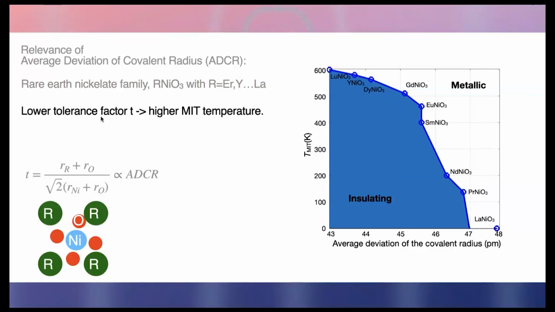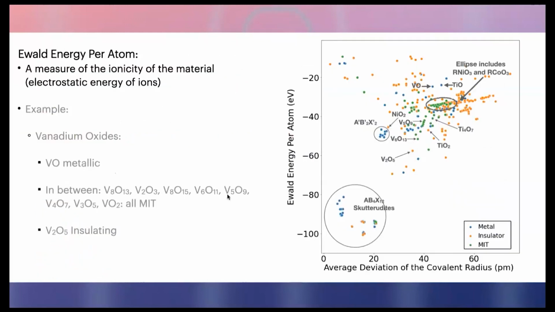Okay, so the reason this is interesting is this ADCR has no information about the geometry of the material. So this leads to a question of, can we use this ADCR as some sort of generalized tolerance factor?